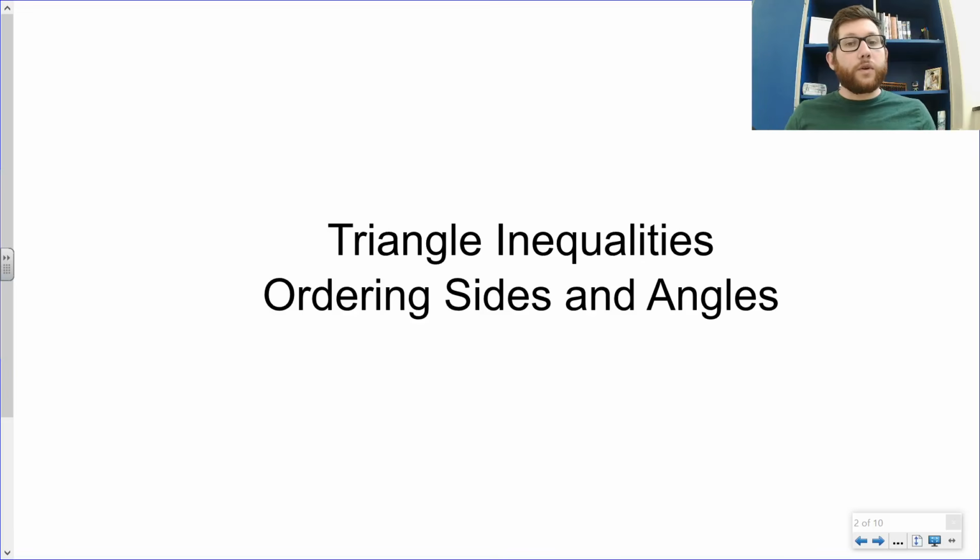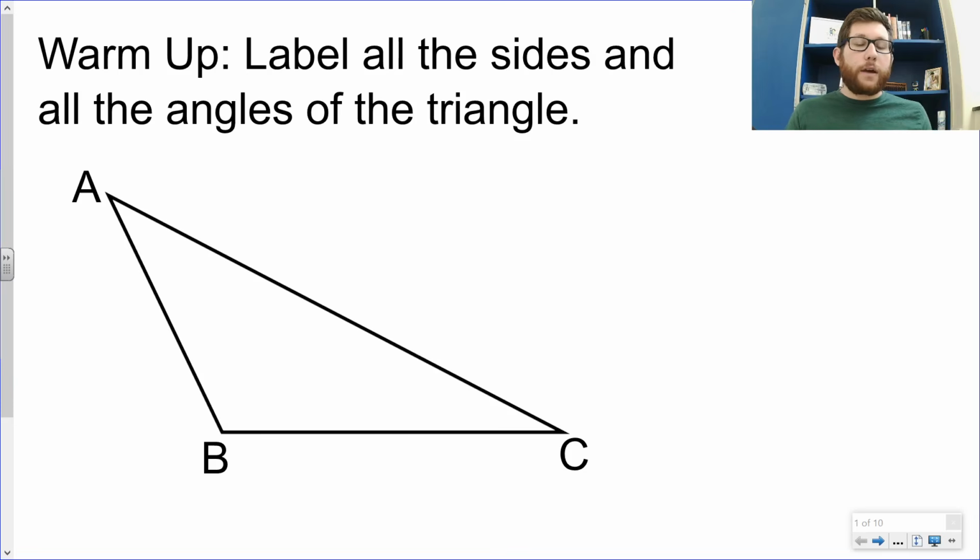In this video, we're going to take a look at triangle inequalities where we're ordering sides and angles. Now, before we jump in, I want us to look at this warm-up question real quickly. It asks us to label the sides and angles of this triangle. So this is just a review on how we label sides and angles.